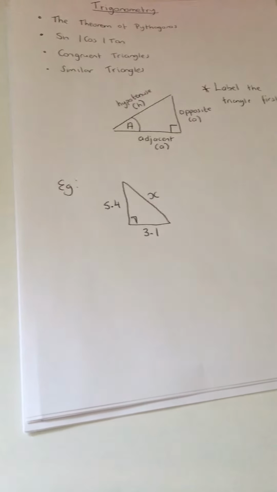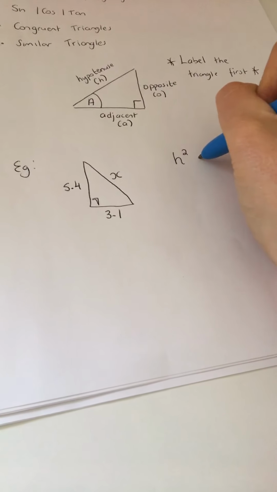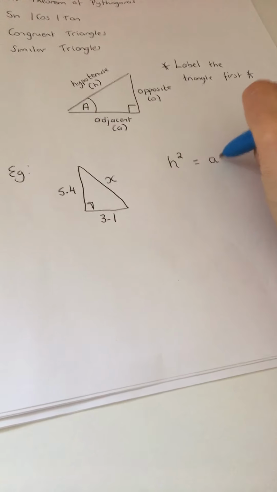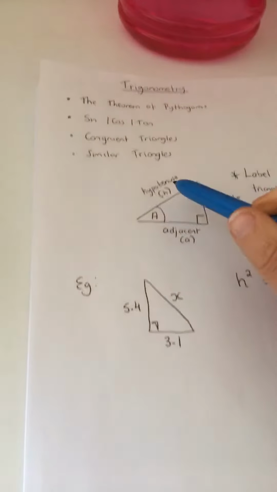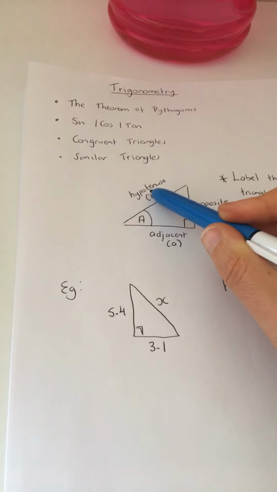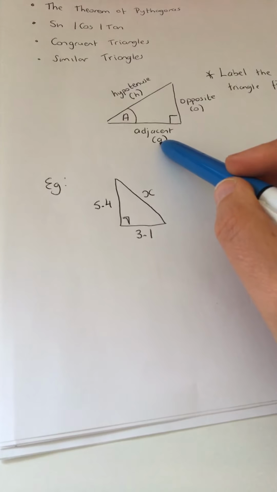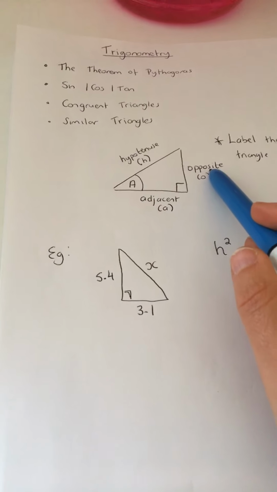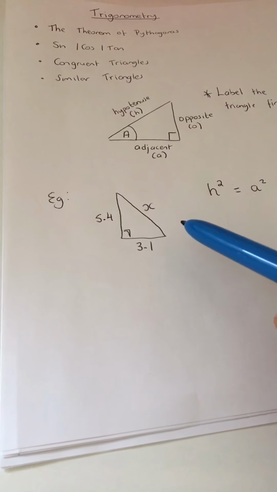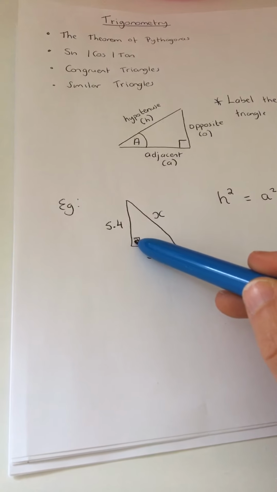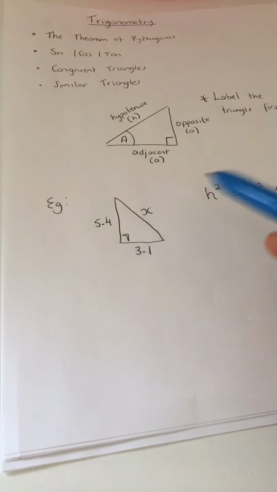And our theorem of Pythagoras states that it is h squared equals a squared plus o squared, meaning the hypotenuse squared is equal to the adjacent side squared plus the opposite side squared. So what is our hypotenuse in this situation? It is the one always opposite the right angle. So our hypotenuse is x. So we can fill that in here.